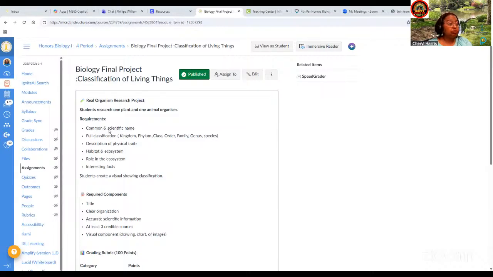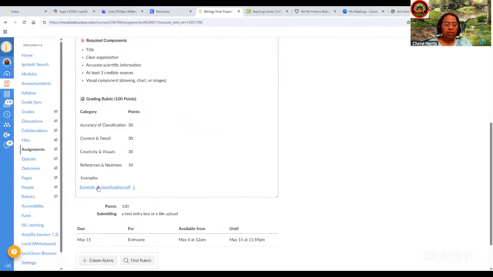When you do your research, it'll tell you the common name, and if it has several common names, it might tell you that too. Like in one country, it's known as this, and in another country, it's known as that. So common name, scientific name. Then you're going to do a full classification, and I'm going to show you what I mean by that. I've given you an example, and you can't use my examples.